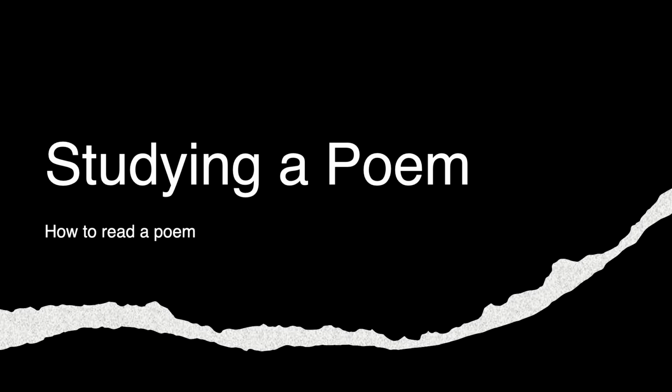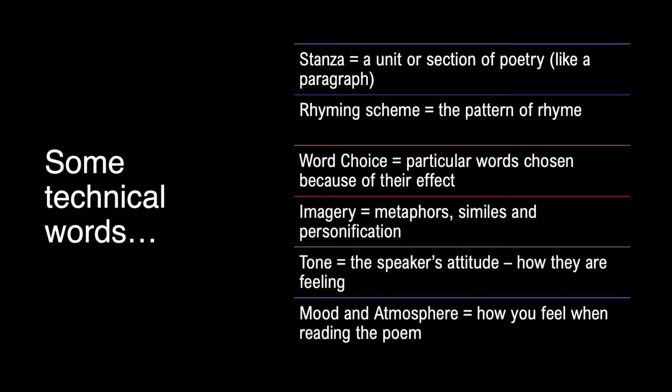Remember, Flannan is the poem that we are studying, but all the skills that you learn throughout this unit you can apply to any poem. Just as a reminder of some technical words, a stanza is a unit or section of poetry. The rhyming scheme is to do with the pattern of rhyme in your poem.